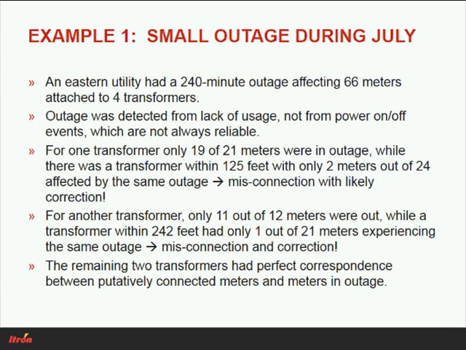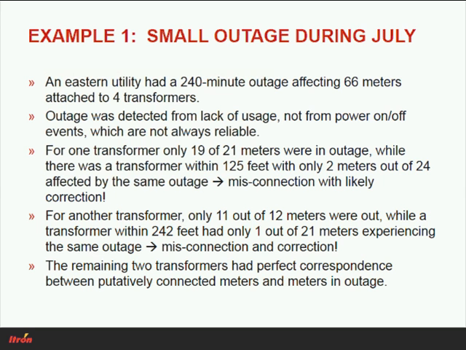And sure enough, nearby there was a transformer where only 2 meters out of 24 were affected by the very same outage. In other words, they were out at the same time. And while it's no proof, it's very strong circumstantial evidence that those 2 meters of this transformer with 24 meters really belong to this transformer right here, where 19 of 21 were in outage.